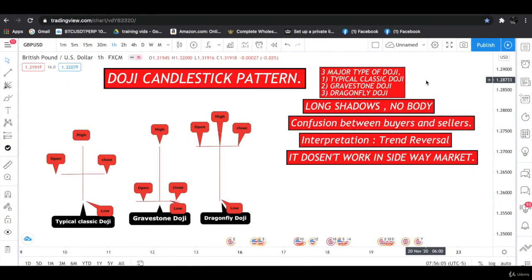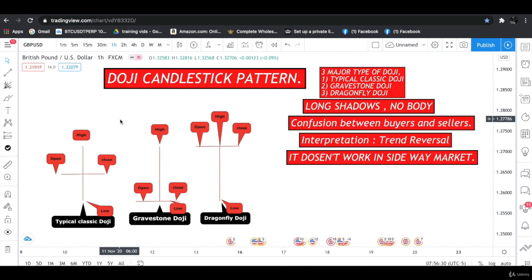Hello everyone, this is the Doji candlestick pattern. So basically there are three major types of Doji candlesticks: the typical classic Doji, the gravestone Doji and the dragonfly Doji, as I have labeled for you at the left side. The characteristics of a Doji candlestick is that it has long shadows but no body at all.